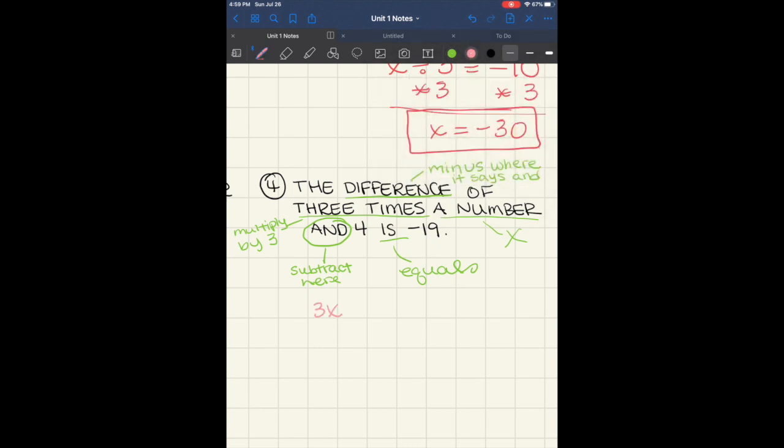Okay, so we've got 3x minus 4 equals negative 19. We're going to add 4 to both sides, reverse PEMDAS order. So we get 3x equals negative 15, and it's 3 times x, so we're going to divide both sides by 3, and we get x equals negative 5.